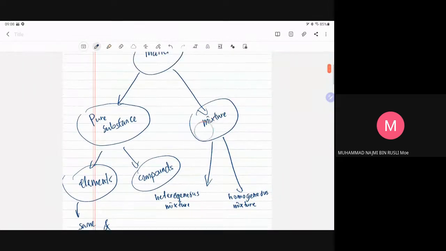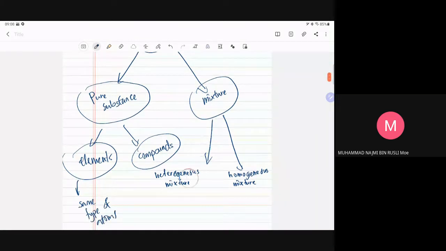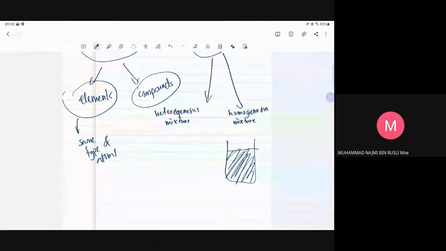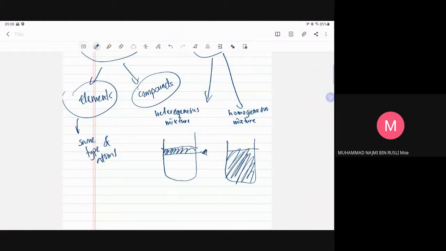And then for the mixture, dia ada homogeneous dan heterogeneous. Homogeneous ni kalau kita campurkan dia dan kita tak nampak dia punya visual boundary, we cannot see the difference. Contohnya macam kalau kita buat air teh tu kan, satu warna saja. Whereas kalau heterogeneous ni, kita nampak dia punya visual difference. For example, kita masukkan air dengan minyak. So ada sempadan dekat atas tu. This is the boundary antara minyak dengan air.